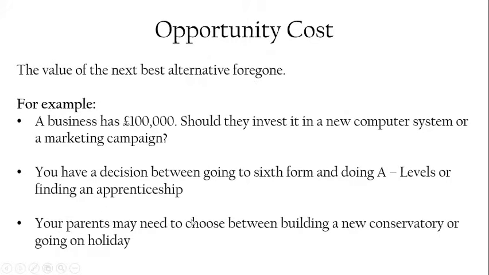Okay, your parents may need to choose between building a new conservatory or going on holiday. Okay, they cost about the same amount, but let's just say they cost, I don't know, £1,000 for a new conservatory, or £1,000 to take a family of 4 on holiday. Okay, once that £1,000 is spent on the holiday, they've given up the new conservatory and all the benefits that they could get from that. So hopefully there's some examples there to explain this concept of opportunity cost.